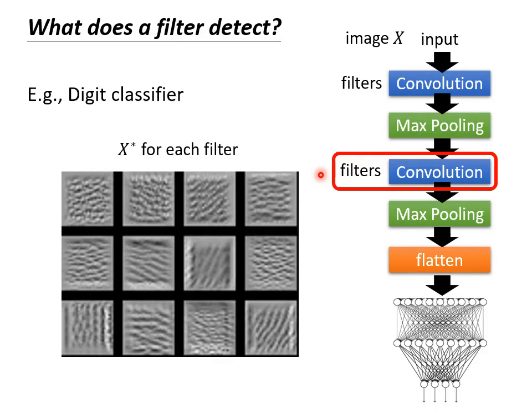For example, something like strokes. From these images, you can see that some of the patterns here want to detect horizontal lines, and this filter wants to detect oblique lines. This filter wants to detect the pattern of straight lines. Each filter has the pattern it wants to detect.